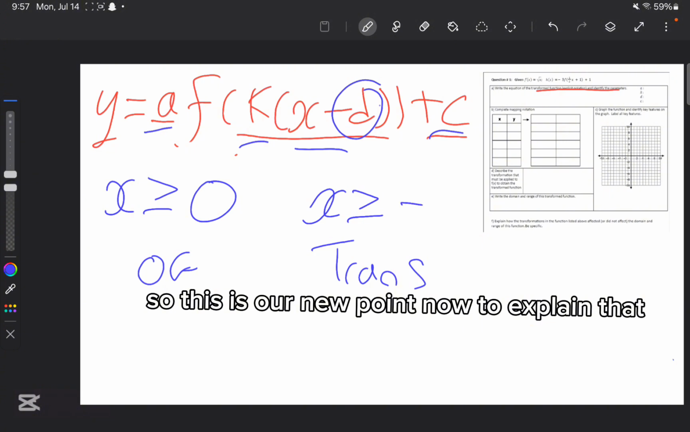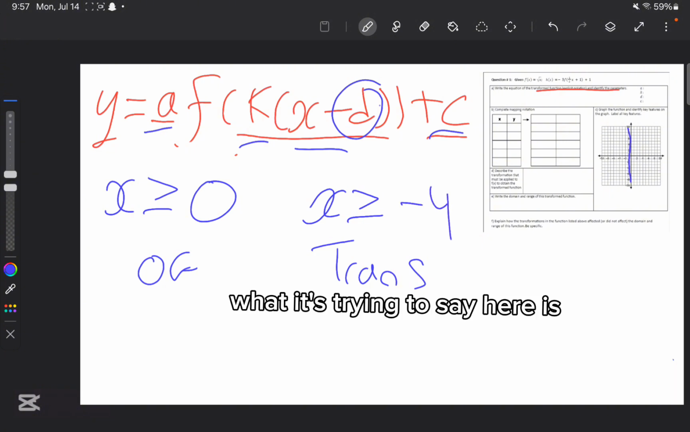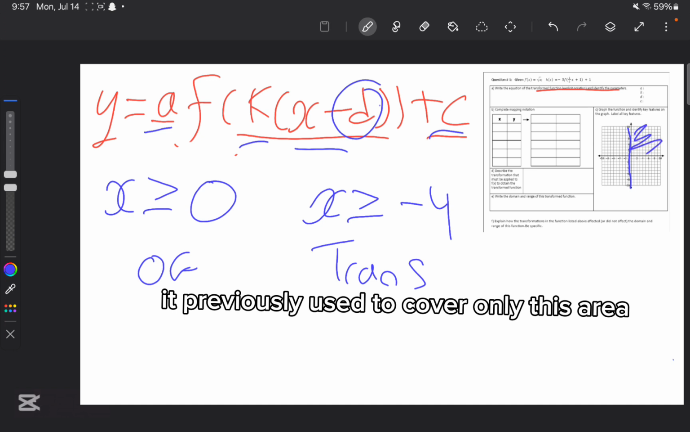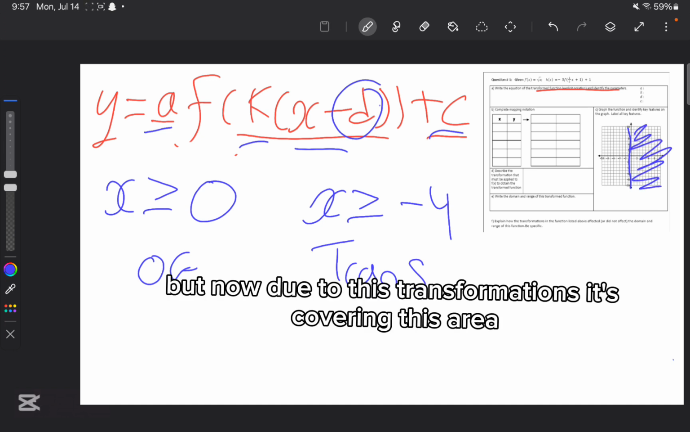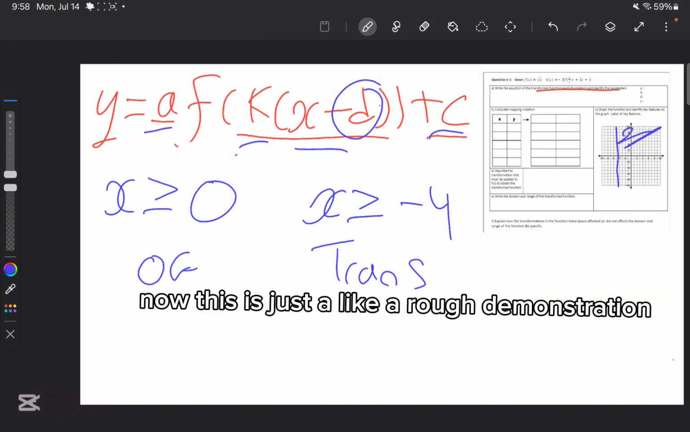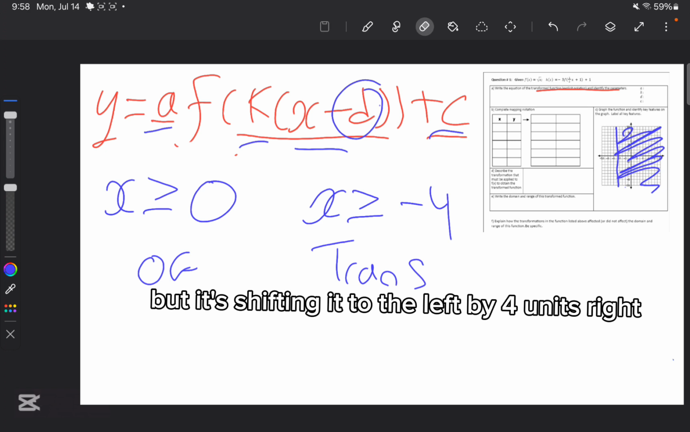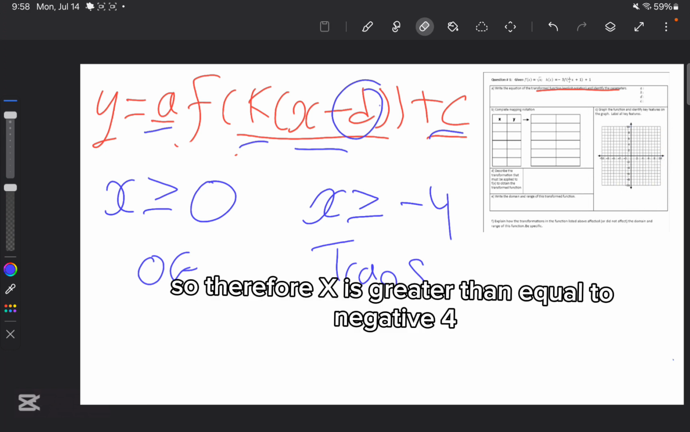So this is our new point. Now to explain that, what it's trying to say here is it previously used to cover only this area. But now, due to these transformations, it's covering this area. This is just a rough demonstration, but it's shifting it to the left by 4 units, right? So therefore, x is greater than or equal to -4.